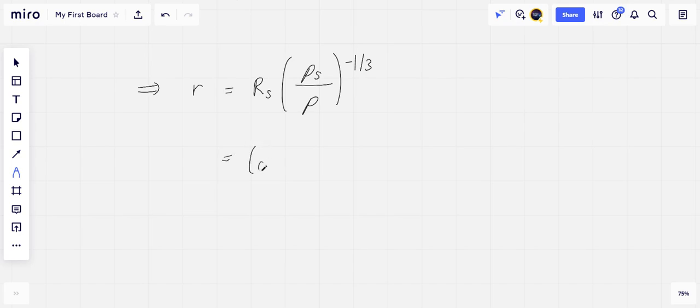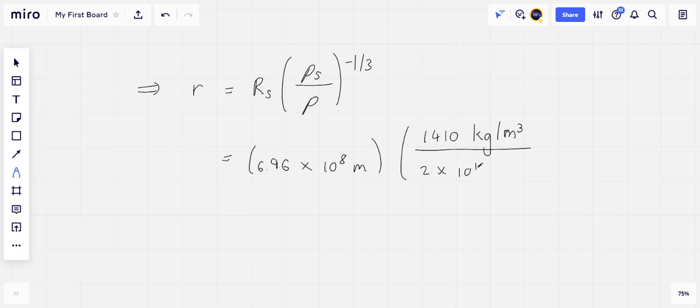This is 6.96 times 10 to the 8 meters multiplied by 1,410 kg per cubic meter divided by the density of a neutron star, which is 2 times 10 to the 17 kg per cubic meter, which gives the new radius of the sun to be 1.3 times 10 to the power 4 meters.